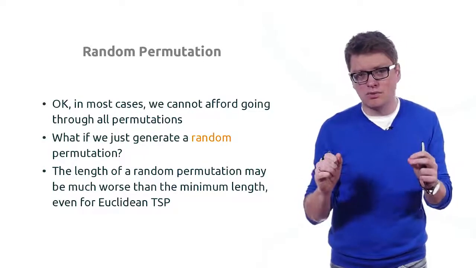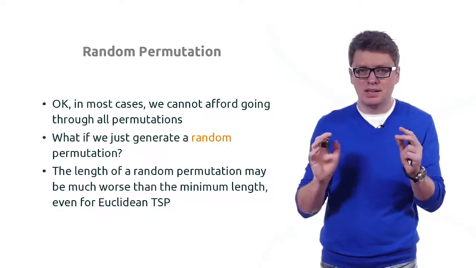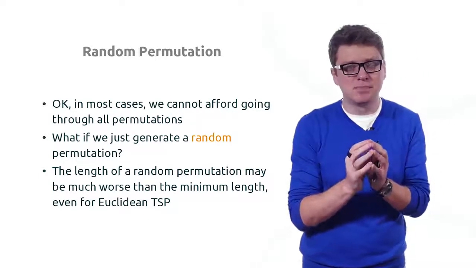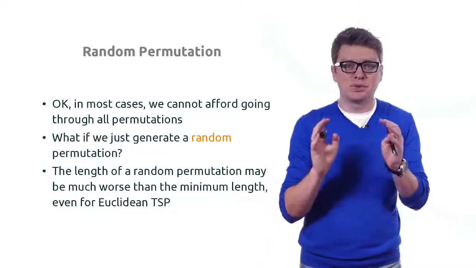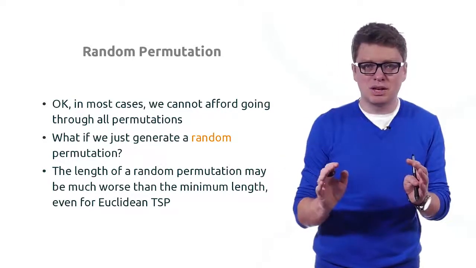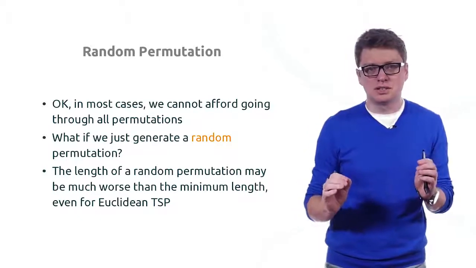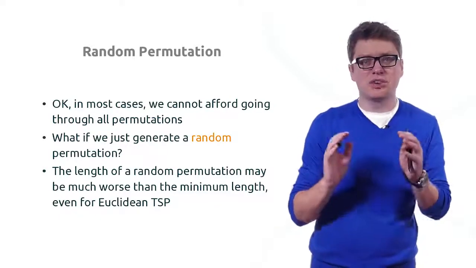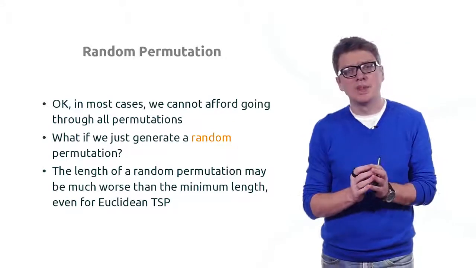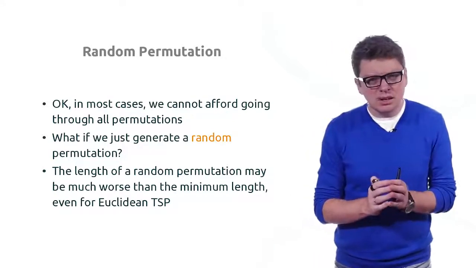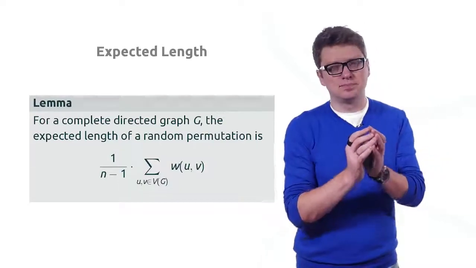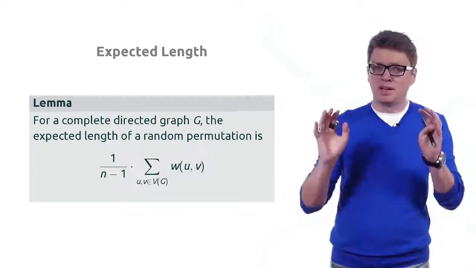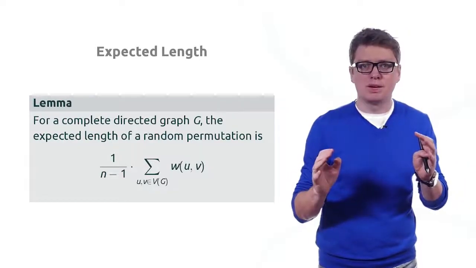Unfortunately, it turns out that the length of a random permutation may be much worse than the length of the best permutation, even if we consider a special case of Euclidean TSP. As I mentioned already, in case of Euclidean TSP, solving such instances is sometimes easier, in particular because they satisfy the triangle inequality. It is not actually too difficult to understand why it can be that bad, but it can also be shown formally.